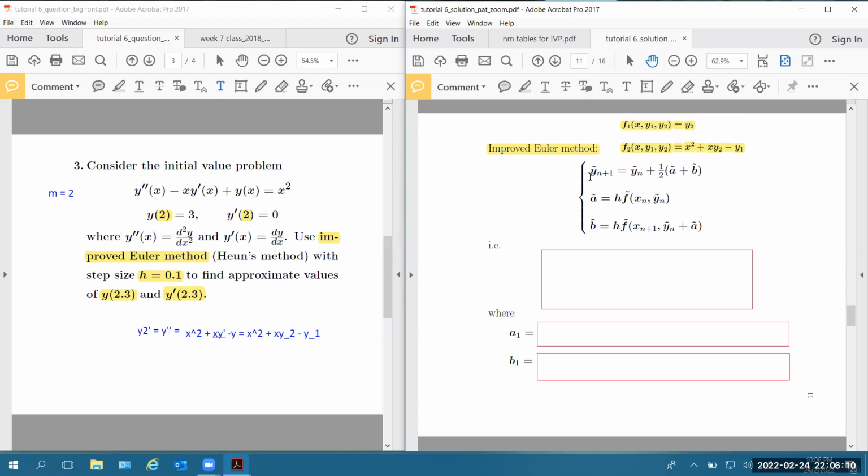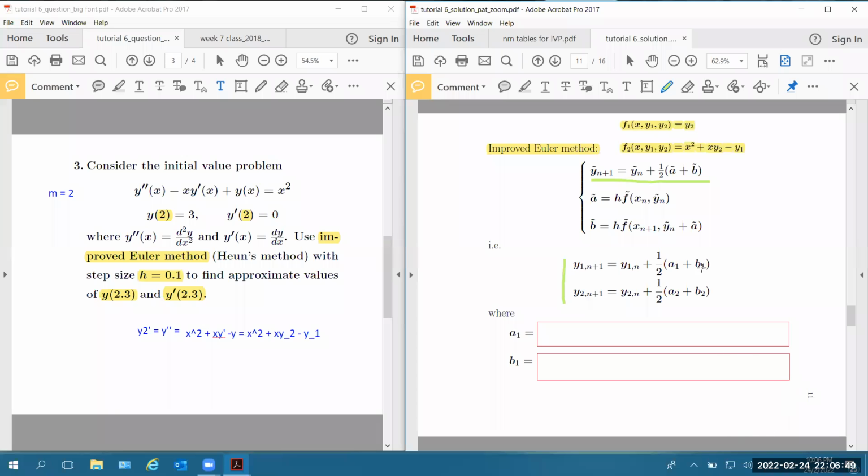Meaning you need to write out your y1, your y2, your a1, a2, your b1, b2. So let me write out the y1 and the y2 first. So this is my y1 at n plus 1. It's actually from here: y1 n plus 1 is your y1 n, plus half of a1 plus b1. Likewise, this is your y2 n plus 1. So when you want to calculate your y1, you refer to the first formula, and when you want to calculate your y2, you use this one.